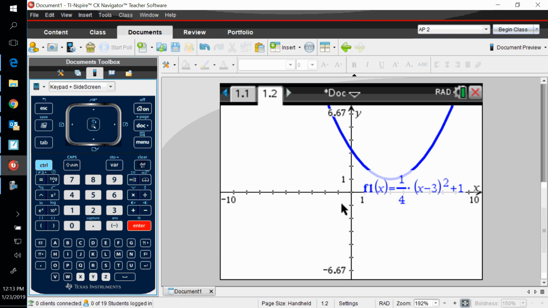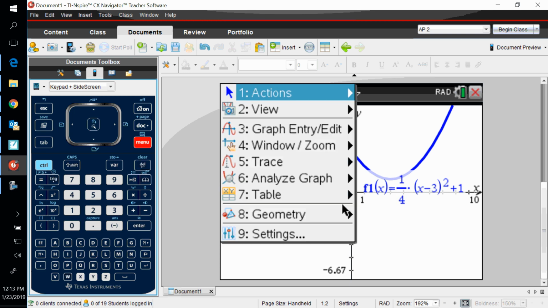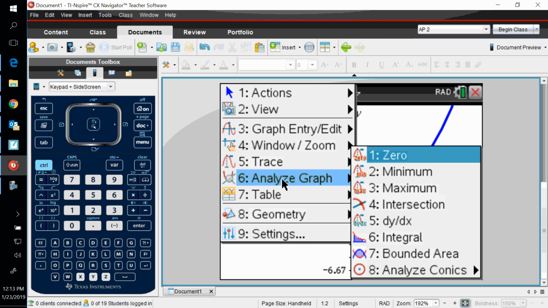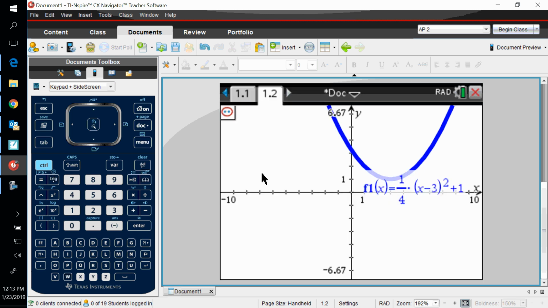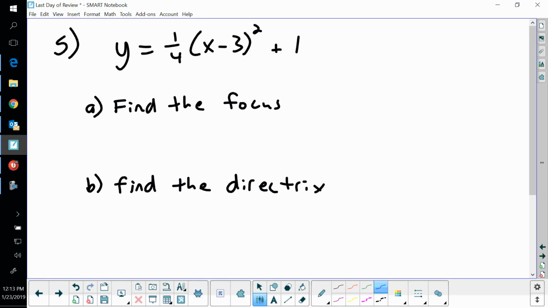Okay, so we have that parabola. So if we want to find the focus and the directrix, we'll do focus first, but directrix is essentially the same path. We've got menu, analyze graph, analyze conics. We'll go to foci, that's just the plural of focus. We'll touch our graph, and it gives us 3, 2 for that. So our focus is 3, 2.